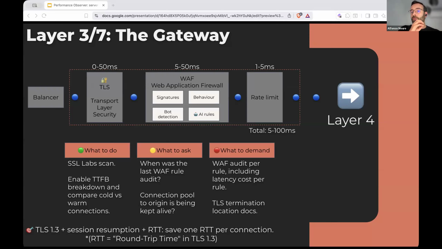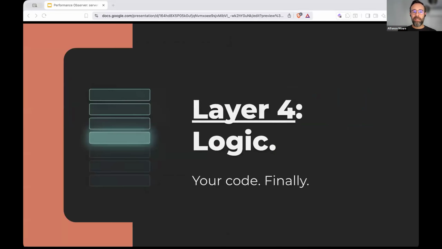And demand. Put the WAF latency in your provider's SLA. And yes, I keep banging on about the WAF, but this is always a source of problems. So please check what you are doing there.